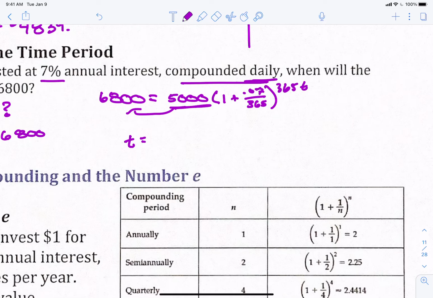Wait, why is 5,000 underlined again? It's not, I just underlined it for no reason. I was just saying, when does 5,000 turn into 6,800? That's why I have it underlined. It's not really significant.